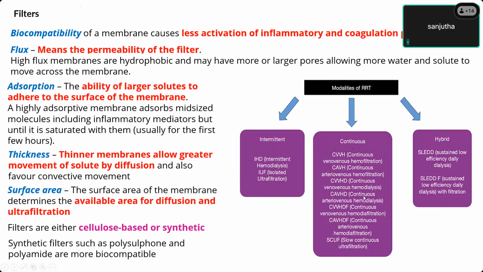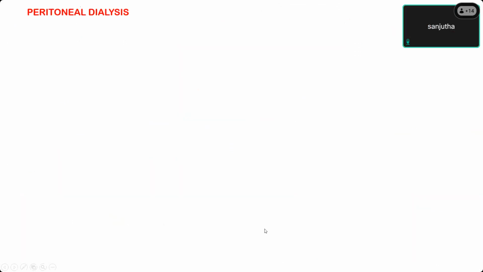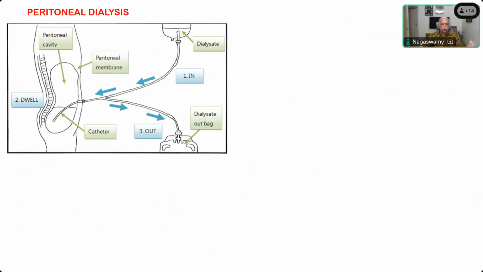Acyl state and ester. So these are the three modalities. Coming to the next modality, peritoneal dialysis, the dialysate fluid which is used in hemodialysis is modified and a large volume of dialysate fluid is pumped into the peritoneal cavity by gravity.